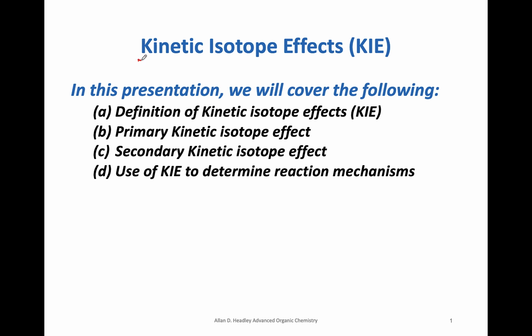So we will look at another type of experiment or study called Kinetic Isotope Effects Studies, or KIE. In this presentation, we will first look at a definition of kinetic isotope effect. Then we'll break it down into two types, primary and secondary, and we'll utilize these techniques or experimental results to assist in the determination of reaction mechanisms.